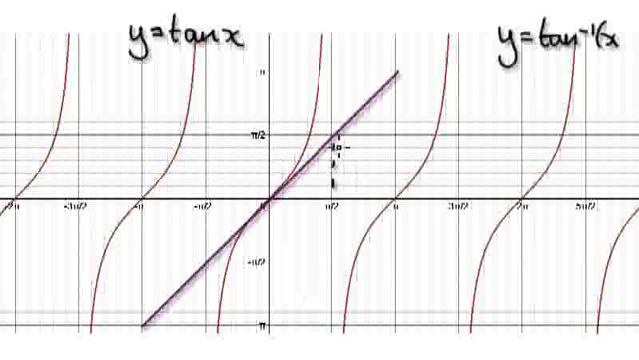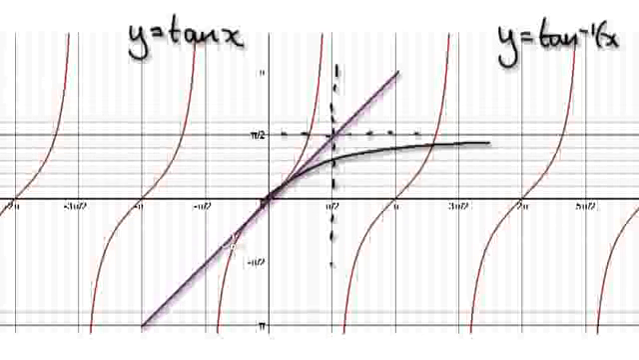You've got an asymptote along here at pi over 2, so when you reflect it, you're going to have an asymptote. If you look at this strand here and reflect it, it will look something like this. And along here it will have another asymptote at negative pi over 2. So it will look something like this.